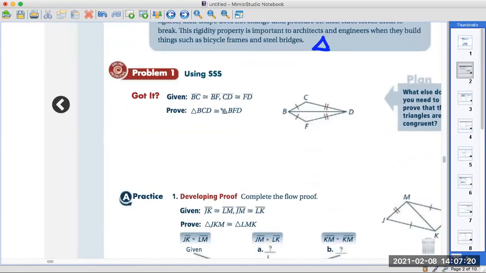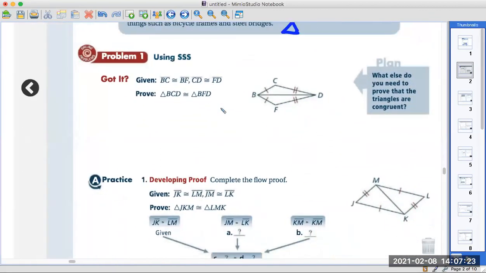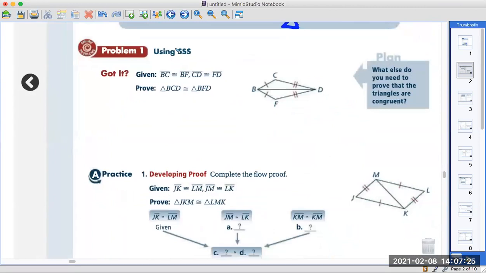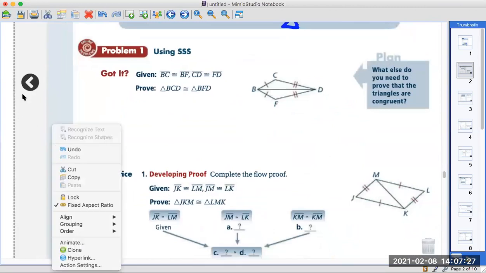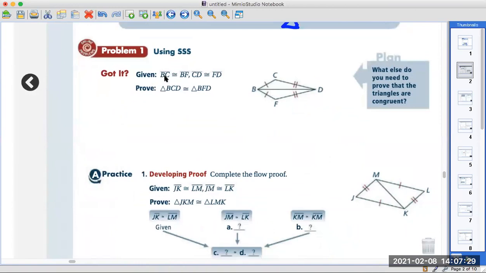And let's look at this first problem on this page using SSS. And so given information is right here. We got BC congruent to BF, and it's already marked with our little tick marks for us. And CD is congruent to FD, those are sides, and it's also already marked. Now we're supposed to prove that the two triangles are congruent.